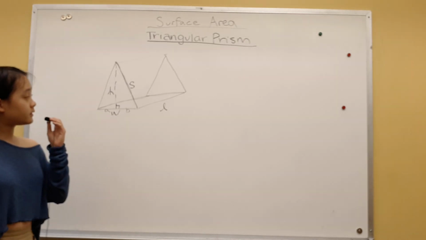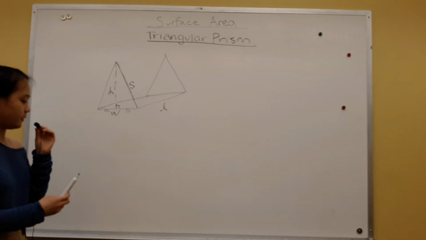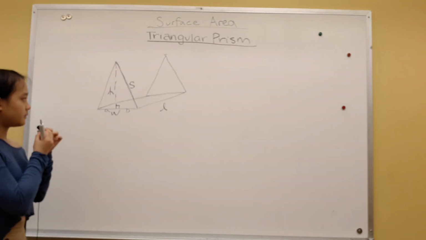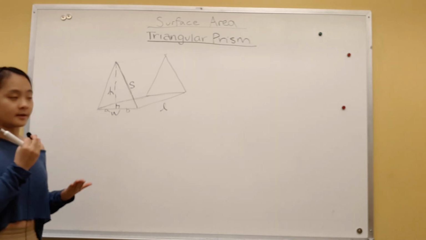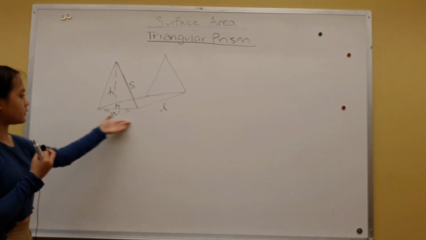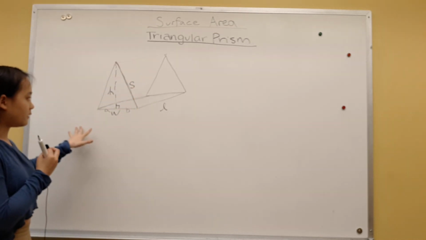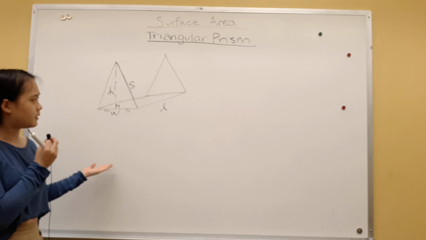All right, for the next shape we'll be doing in surface area is the triangular prism. A triangular prism is basically very similar to a rectangular prism, except that instead of rectangles or squares on the side, we have triangles on the side. And they're all just connected together, which leaves kind of this tent-like shape behind.